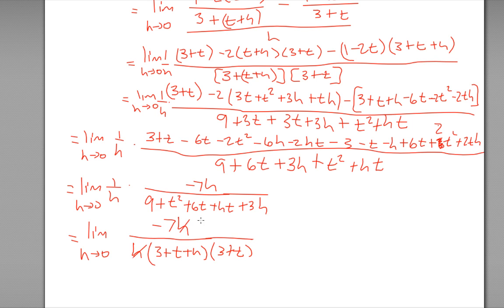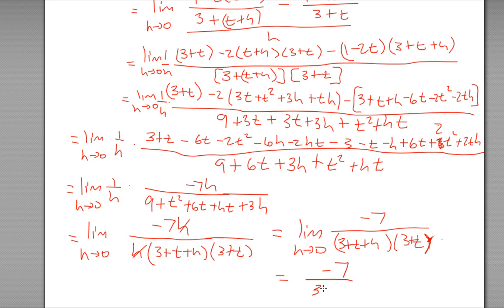This h cancels out with this h. And now what we get is the limit as h goes to 0 of negative 7 over 3 plus t plus h times 3 plus t. And now when we take the limit as h goes to 0, the h goes to 0, and you have 3 plus t on the bottom, so this answer is negative 7 over 3 plus t squared. And that's the end.